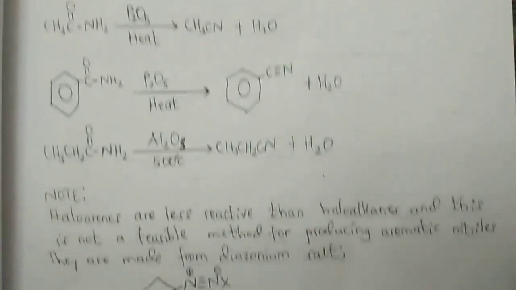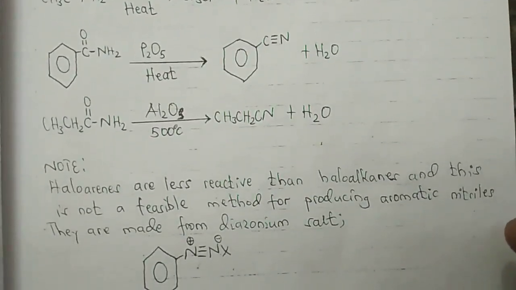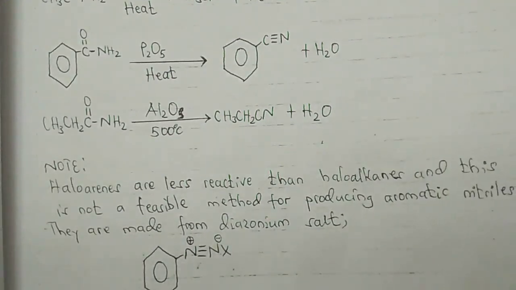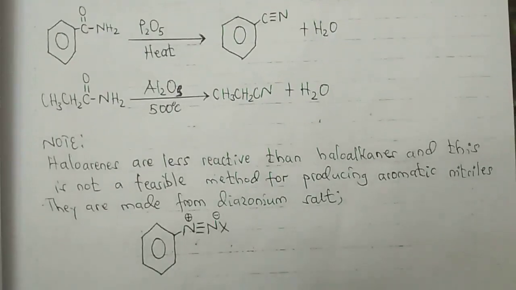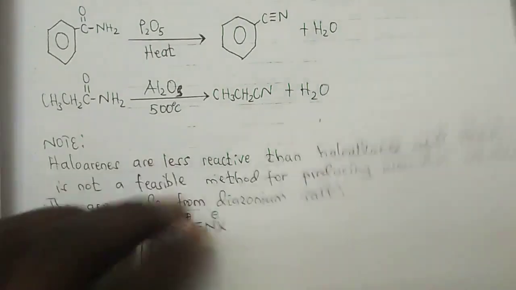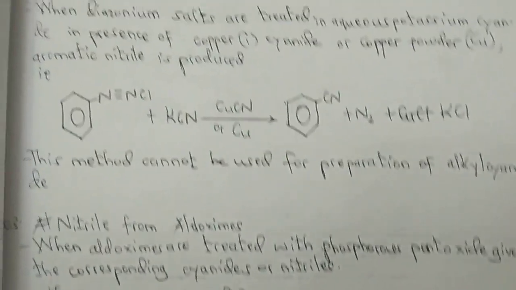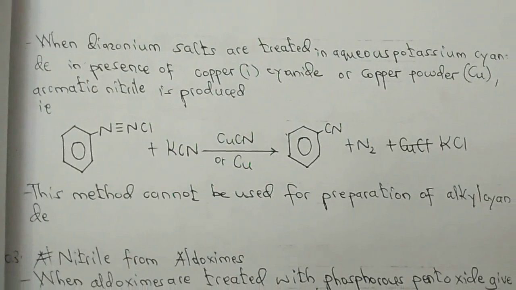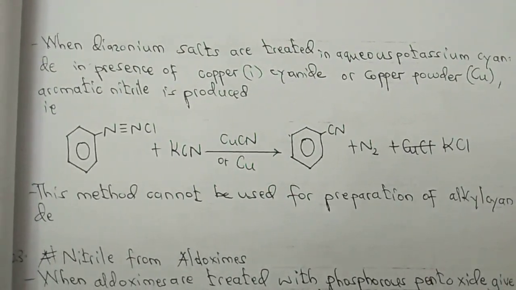So haloarenes are less reactive than haloalkanes, and this is not a feasible method of producing aromatic nitrile. They are made from diazonium salt. The diazonium salt looks like a benzene ring with nitrogen, having a triple bond nitrogen, then a halogen. This is known as diazonium salt. The diazonium salts are used in the preparation of aromatic cyanides.